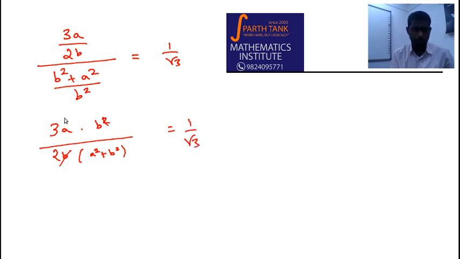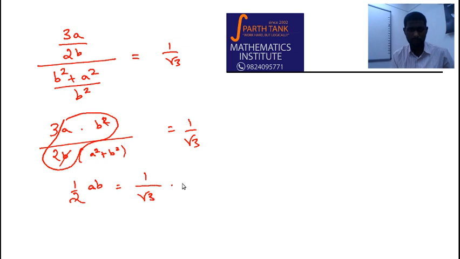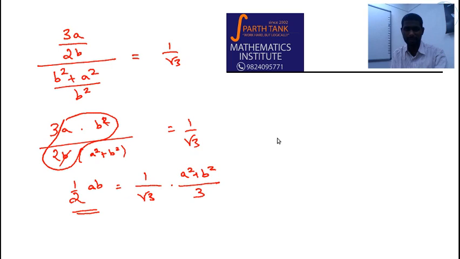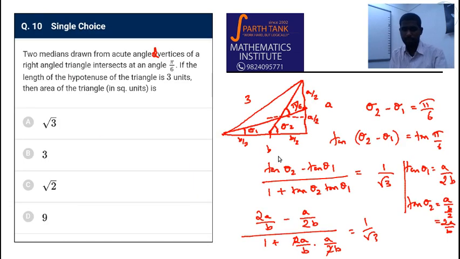So do you notice that if I retain on one side as half ab and take everything else to the other side, what does this give me? This is the area of the triangle, because half into a into b is half into base into height of the right angle triangle. So the area is nothing but 1 by root 3 into a squared plus b squared, which is nothing but the hypotenuse squared.